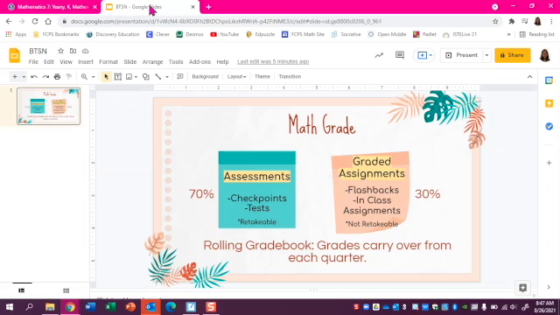At Liberty Middle School, we have a rolling grade book. So grades carry over from each quarter. So by the time we get to fourth quarter, a student's grade will consist of all the assignments they have done from August, and that will make up their final grade.